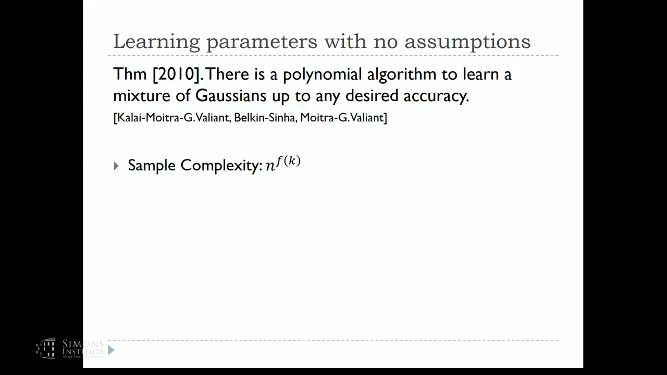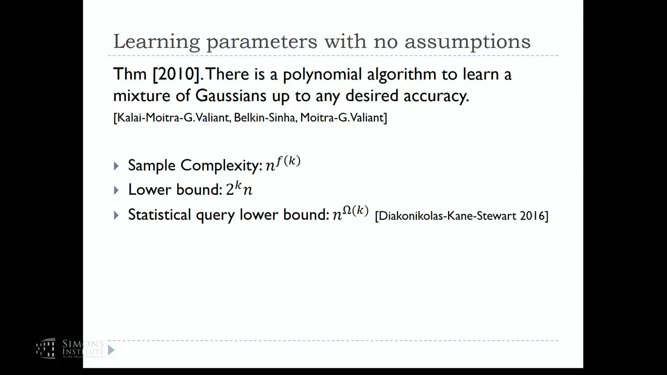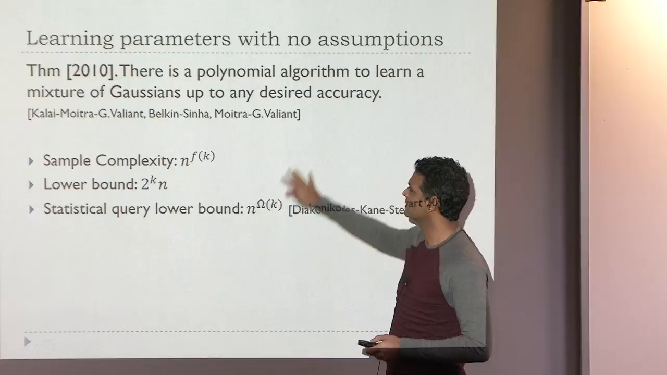Unfortunately, the sample complexity grows exponentially with the number of components. We know that it must grow at least as 2 to the k. This was in a paper by the two younger Valiants, and also in the original paper. But even more, perhaps, there is a lower bound that suggests that at least for lots of known algorithms, including the ones that are used through this upper bound, you need at least n to the k samples.